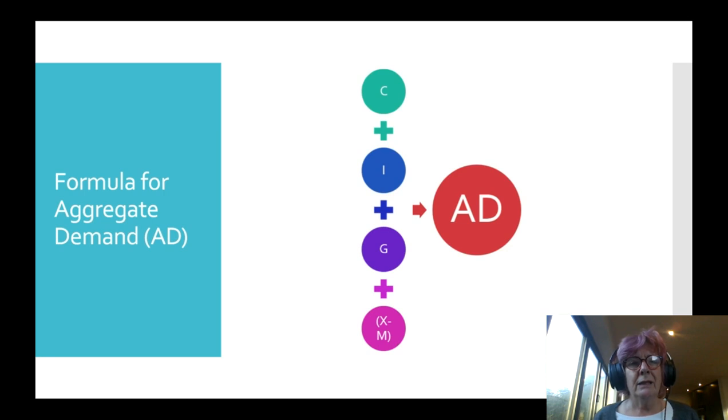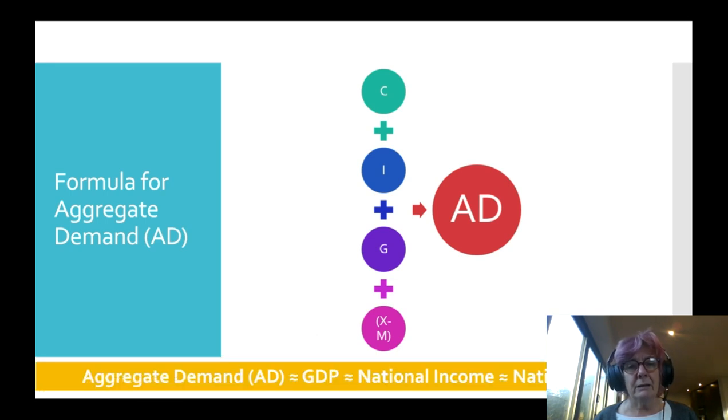So let's start by just remembering something we talked about last week, which is that formula for aggregate demand. If you remember, aggregate demand is made up of consumer spending, represented by the C, investment spending by businesses, I, government spending, and exports minus imports, the balance of trade. And it's these things that come together to make aggregate demand.